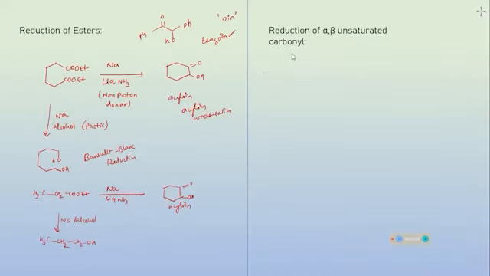Reduction of alpha beta unsaturated carbonyls. Let us take an example. This is an alpha beta unsaturated carbonyl compound. This on reaction with sodium or lithium in the presence of liquid ammonia produces saturated carbonyl, which means the double bond is reduced.